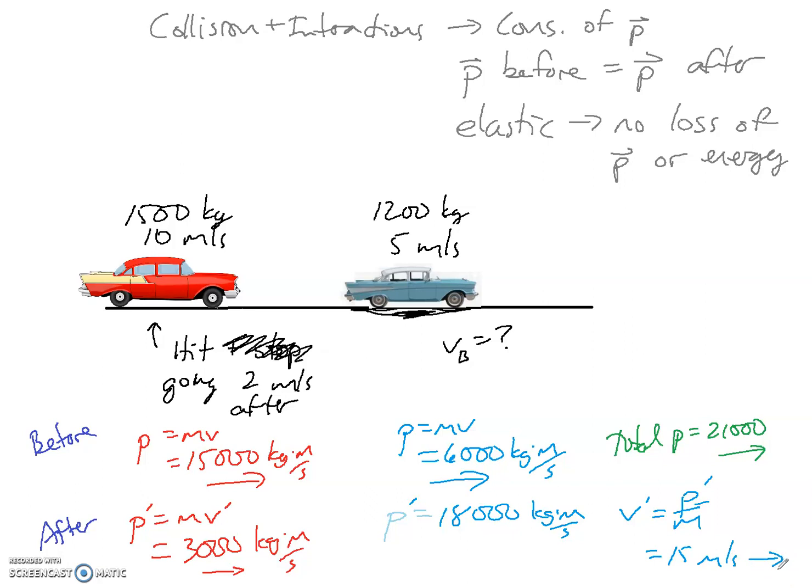It looks like a lot of stuff, but it's not. It's about before equals after. So find before momentums, get the total, find after momentums. Whatever you're missing has to be the momentum of the other vehicle.